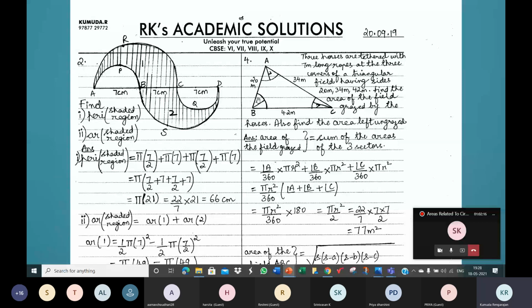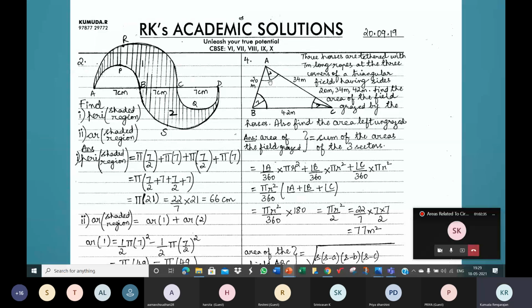Similarly, the area of the field that can be grazed by the horse tied at B is the area of this sector. Similarly, the area of this sector is the area that can be grazed by the horse tied at C.